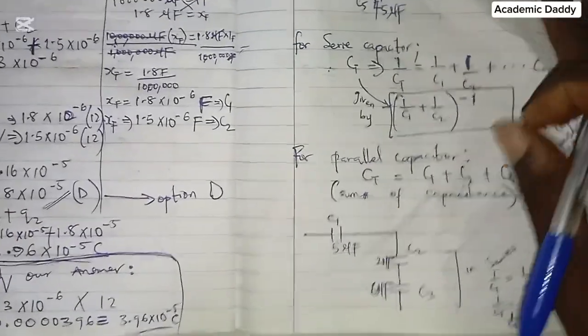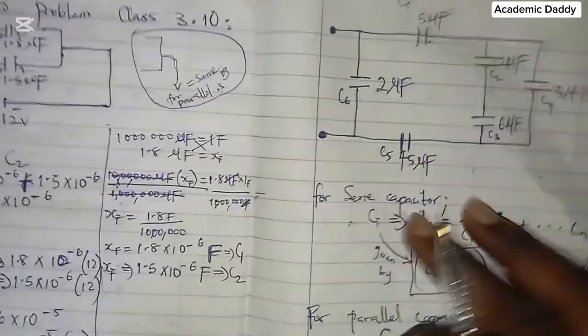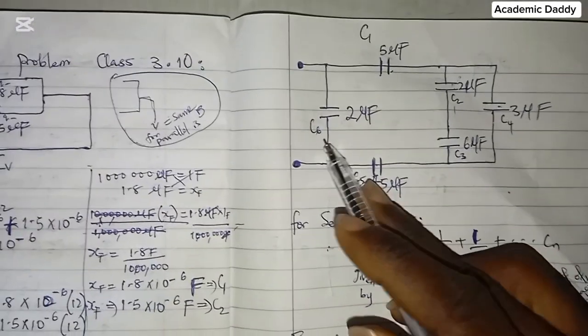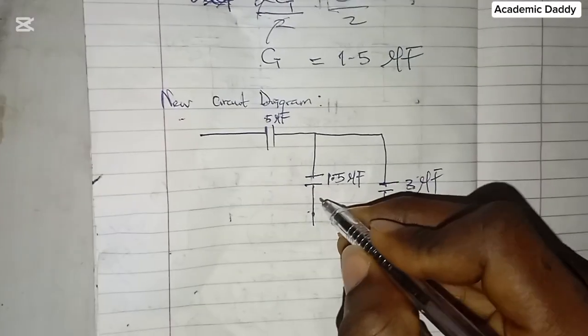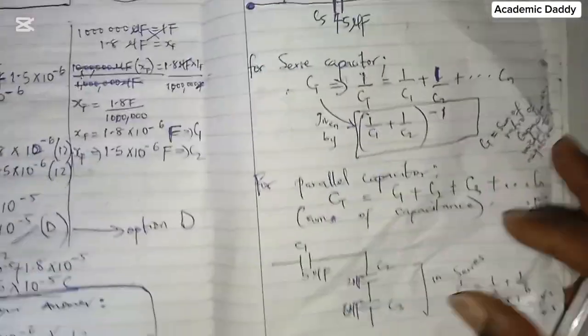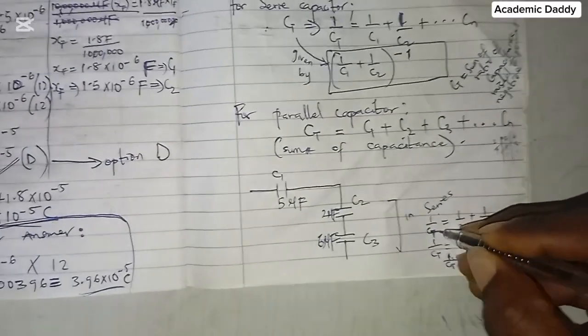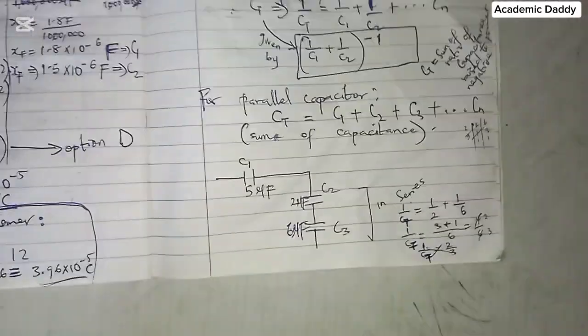The CT that I put there is now, because the last capacitance here is C6, that means the new thing I formed here, which is this 1.5, is going to be C7. So let's call this C7. Any new capacitance you are finding is the next one after what you are given. If you pay attention, you will understand it.